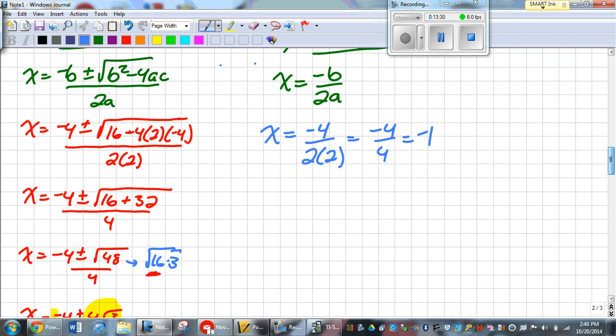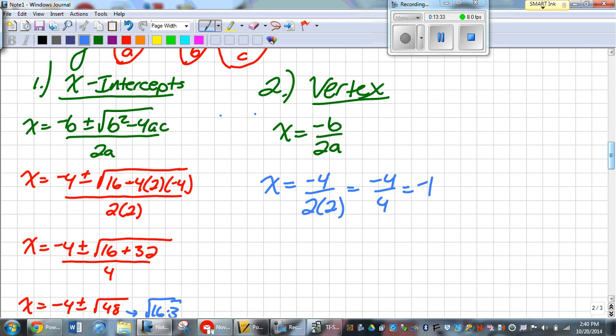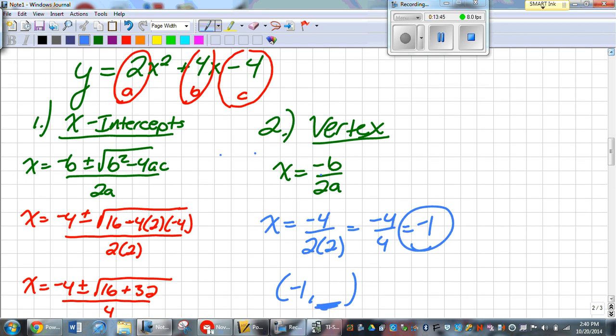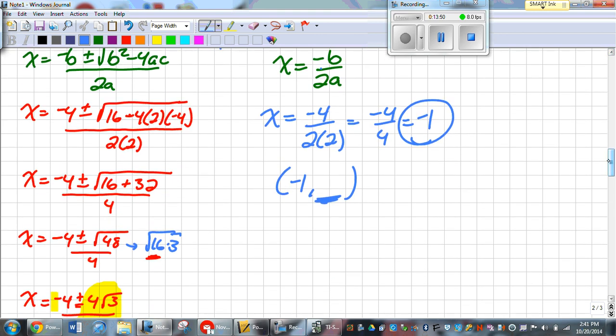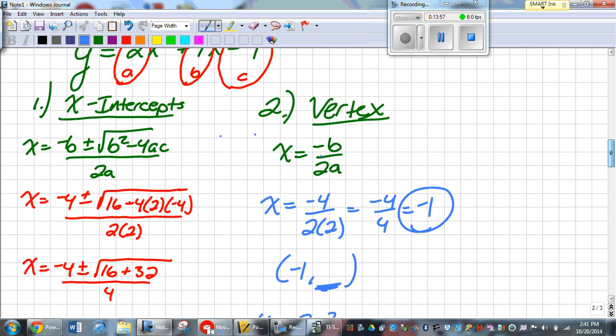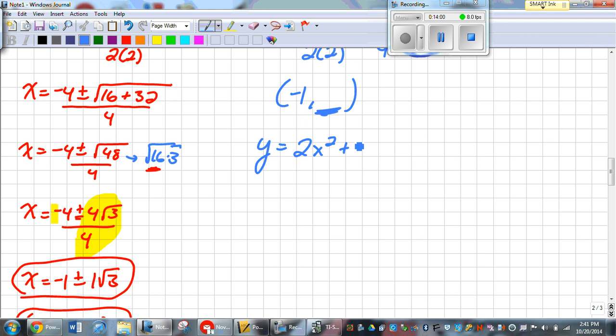Alright. Now, this is just an x value. So I know that my x value is negative 1, but I don't know what my y value is. So how do you find that out? Well, the way to do that is just to take your answer, negative 1, and we're going to put that back into the original equation in standard form. So the original equation was y equals 2x squared, let me make sure I get this right, plus 4x minus 4.